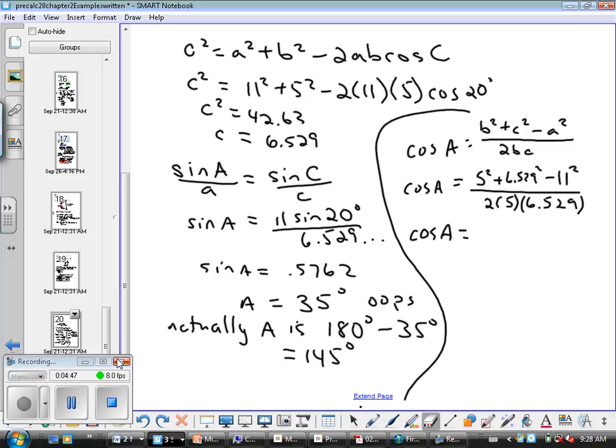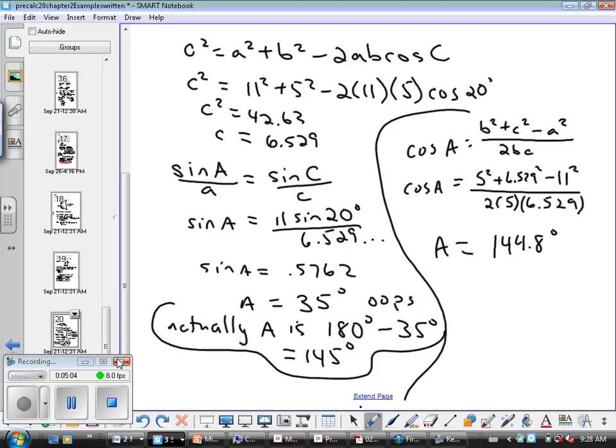I'm just copying out of the book here, but it will give you an answer of 144.8 degrees. So the cosine law will give you the right answer. With the sine law, you have to make sure that you have the right thing for your diagram. And if you can't tell, try to use the cosine law.